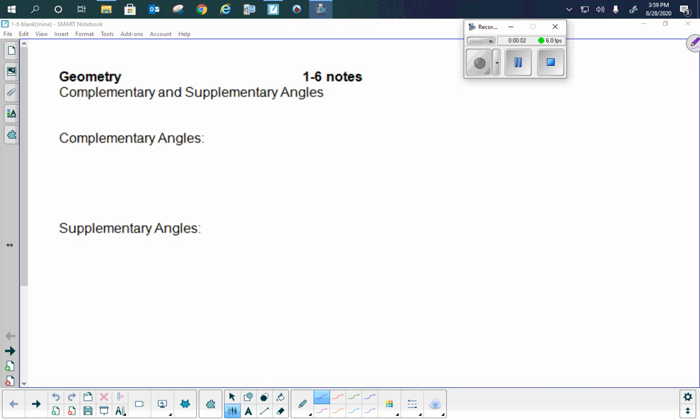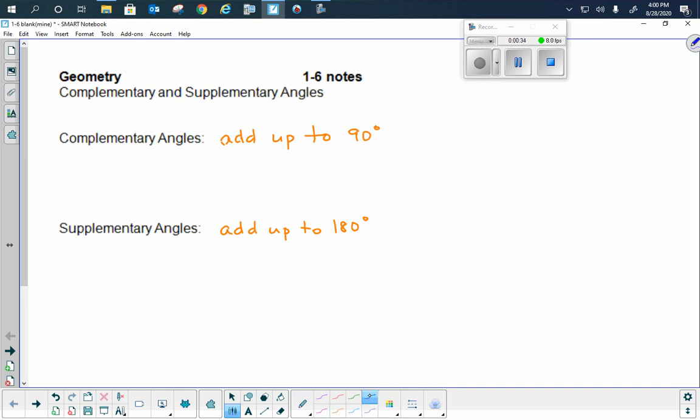Section 1.6 deals with complementary and supplementary angles. So maybe new terminology to you. What you need to know is that complementary angles add up to 90 degrees, and supplementary angles add up to 180 degrees.